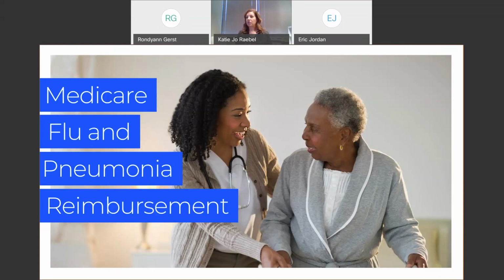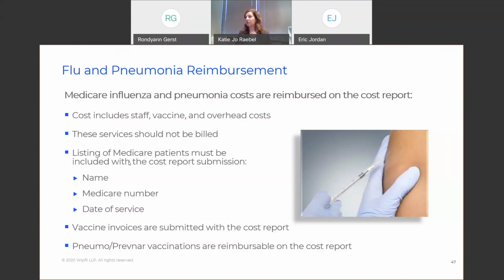Medicare flu and pneumonia reimbursement is reimbursed based on the cost per injection, and this is for direct Medicare patients only. In order to come up with a cost per injection, we have to have certain information from you, like invoices and staff time to perform the services, but we also have to have a log of the patients that receive the service. So we have to have the name of the patient, Medicare number, and date of service. That's important. We have to include a log with the Medicare cost report.